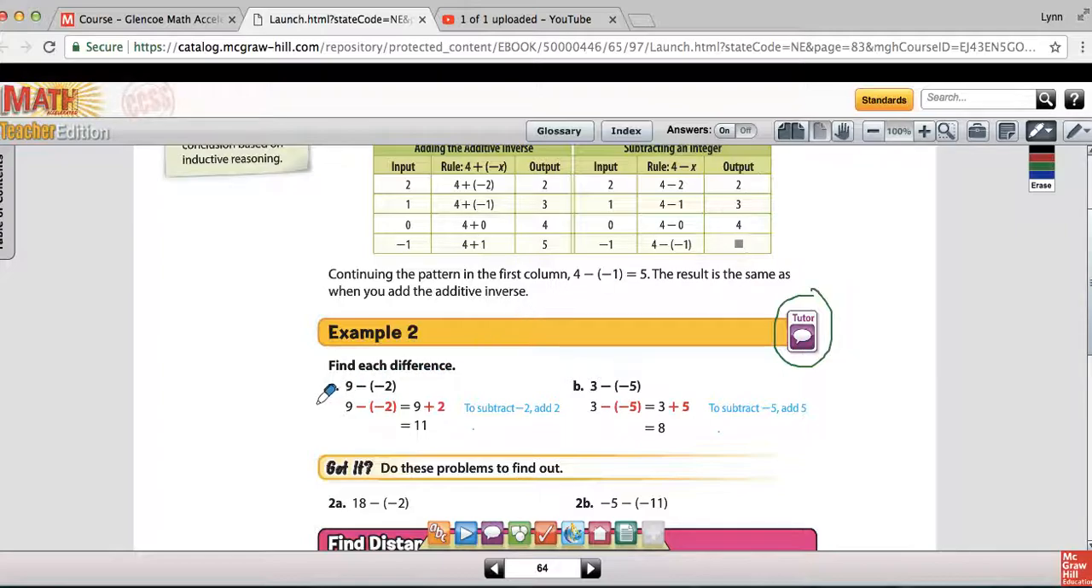This is where it gets a little bit confusing because students see those two negative signs and they think, okay, I'm going to subtract them and then just attach a negative sign on it. And I see answers like negative 7 for example 2A, and that's not the right answer. What we have here are two negatives, and what that turns into is 9 plus 2, and you get an answer of 11. Same thing on B. 3 take away a negative 5 is 3 plus 5, which is 8.